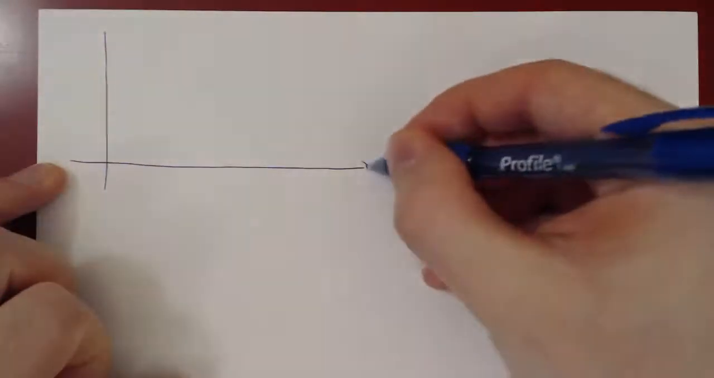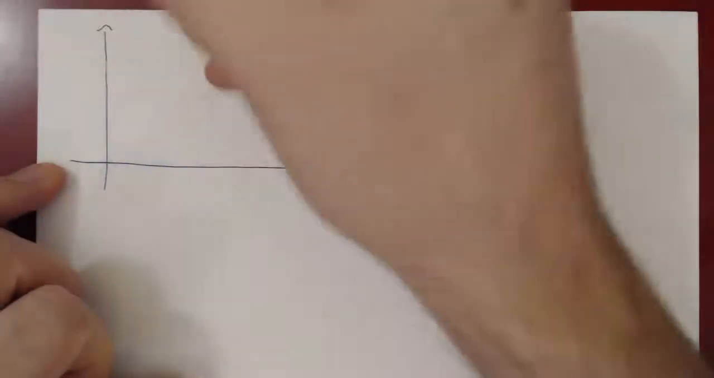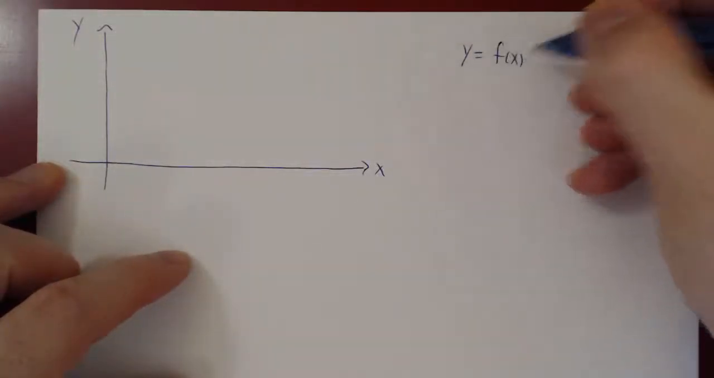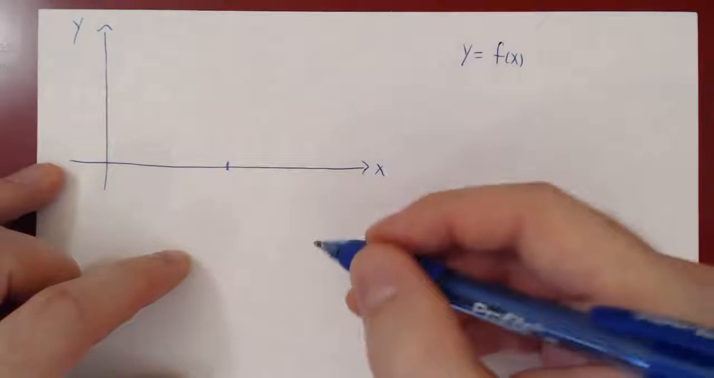So imagine that you have the following graph of the function. So you have the function y equals f of x. And suppose you have this point here, say x0.